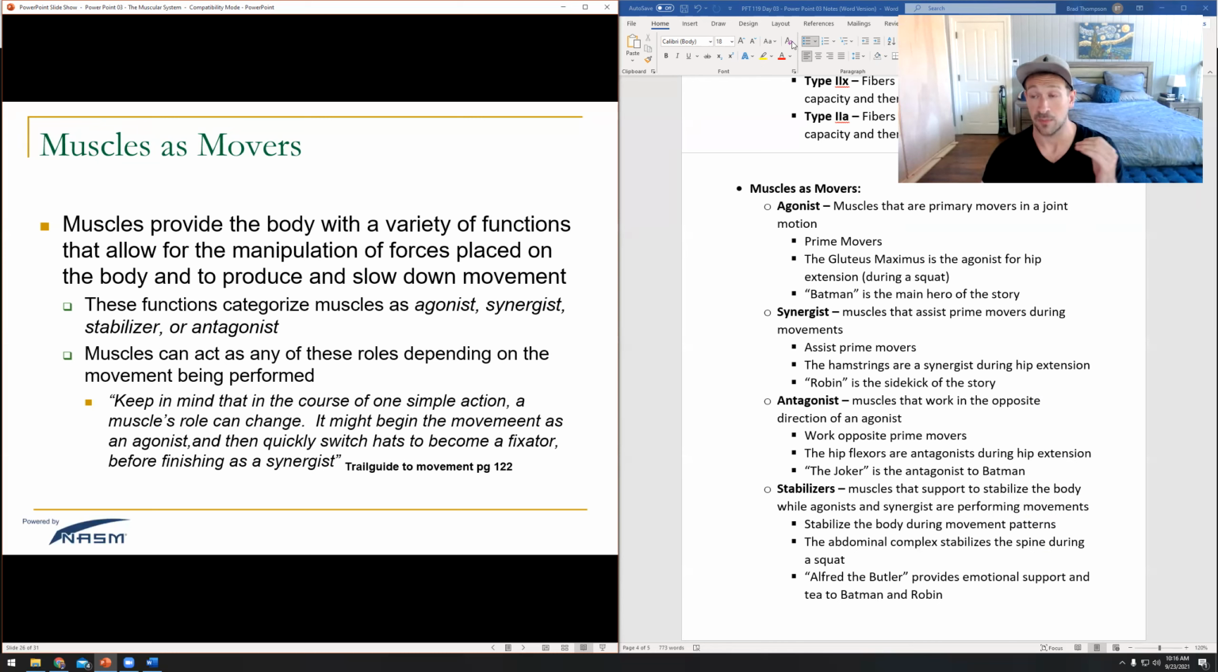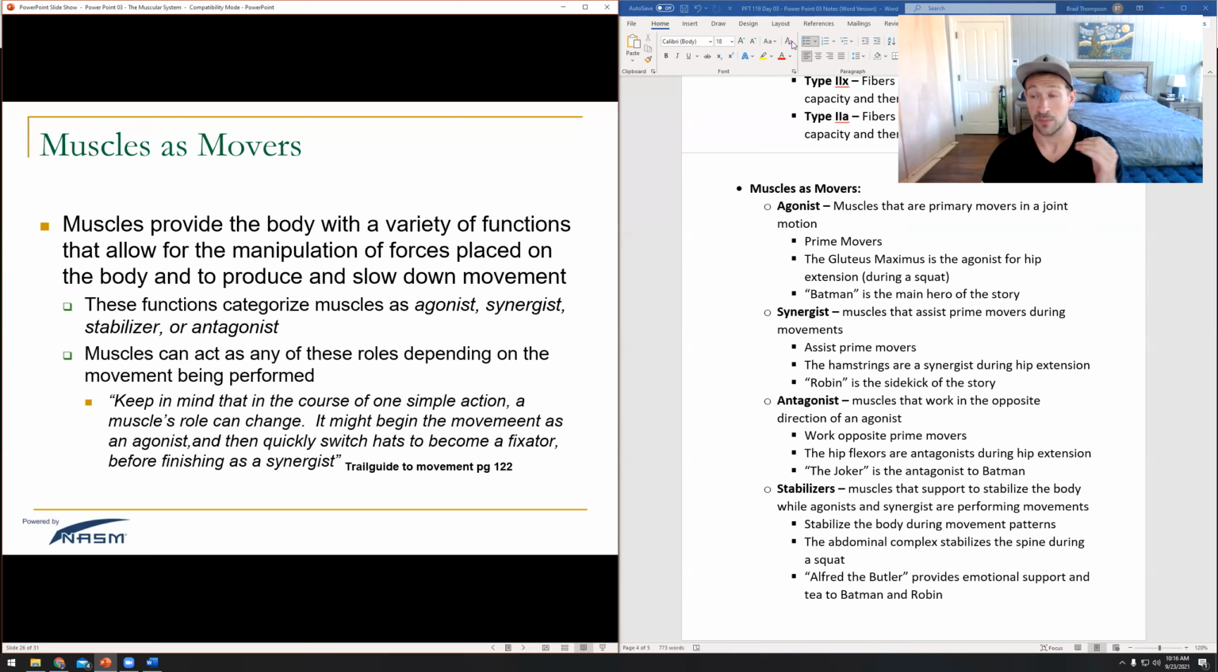And then it can finish as like a synergist where another muscle's taking over and then suddenly it's just helping. So the first one we're going to talk about is when a muscle is what is called an agonist. An agonist is when the muscle is acting as the primary mover of a joint action. It's the prime mover for a movement. So when you think of a squat, the prime mover is the gluteus maximus. That's the agonist. The main muscle doing hip extension, which is what squatting is. You are extending your hip, driving your legs away, driving your butt away from the ground. That is when the gluteus maximus is the agonist.